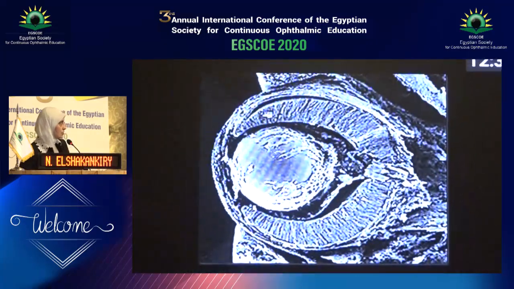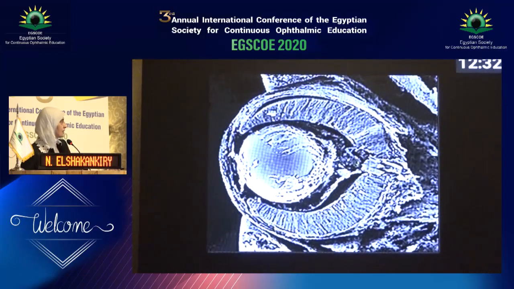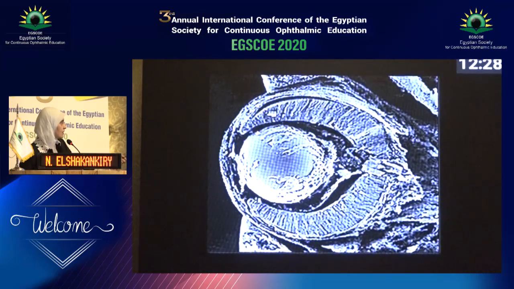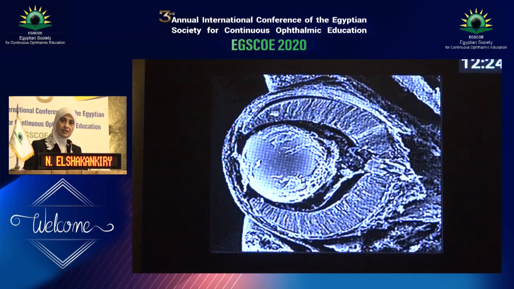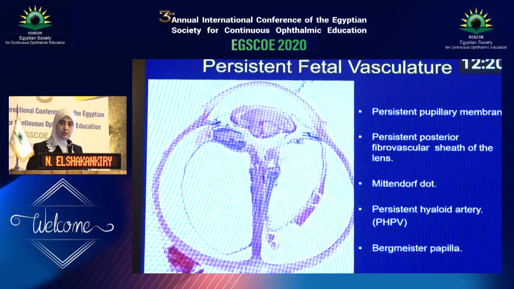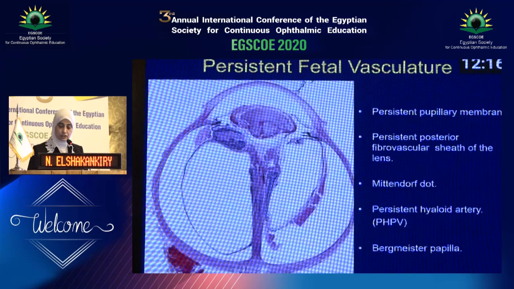The hyaloid artery starts during intrauterine life, proceeding forward, giving the posterior tunica vasculosa lentis, then laterally, and then the anterior tunica vasculosa lentis. At birth, this vasculature is rudimentary and is not present. If any part of this vasculature persists, this is called persistent fetal vasculature.